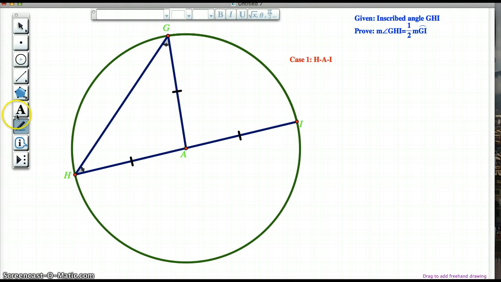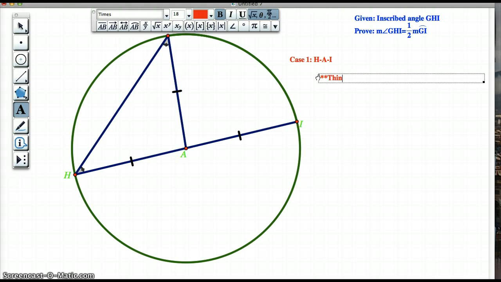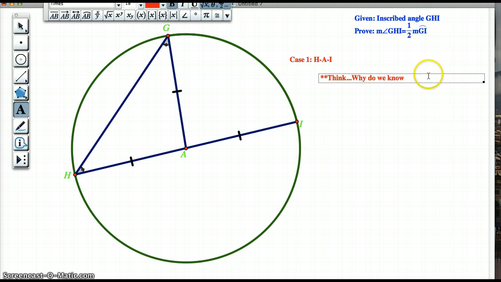So why don't, instead of trying to prove that angle H over here is 1/2 of arc GI, why don't we try to prove, so we're going to think, why do we know that the measure of angle H must be half of the measure of angle GAI? Because if I can just show that the measure of angle H is half of the measure of GAI, then I've done what I set out to do because GAI is the same measure as the arc angle GI.